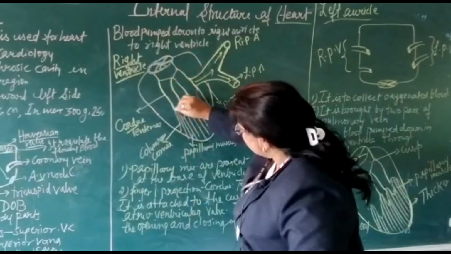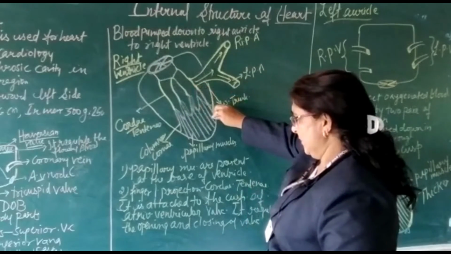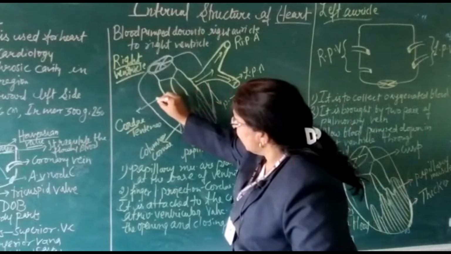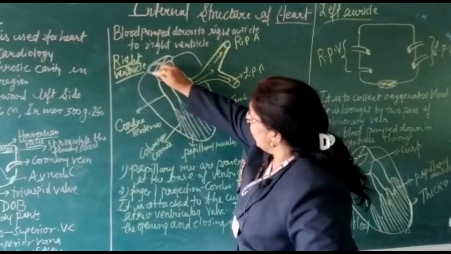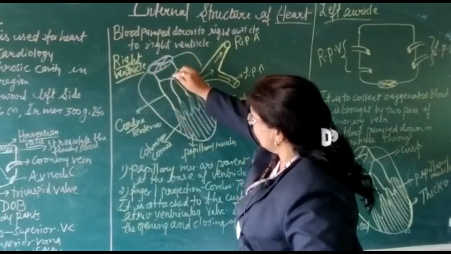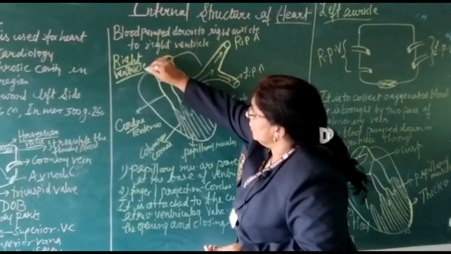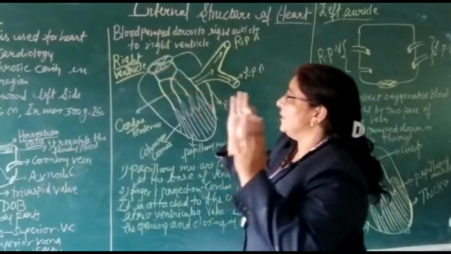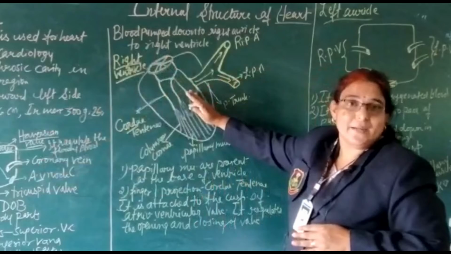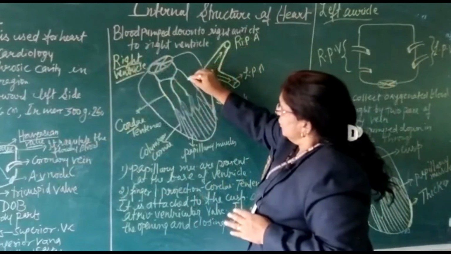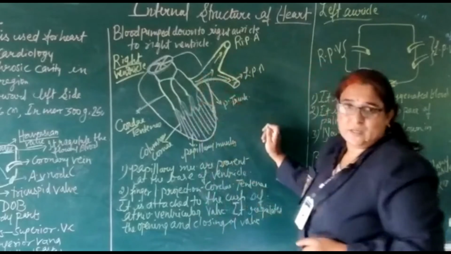Papillary muscles are present at the base of the right ventricle. And the finger-like projections are chordae tendineae. These chordae tendineae are attached to the cusps of the valve, means the tricuspid valve. Automatically this valve opens and the blood flows down from the right auricle to the right ventricle. Then this blood goes into the pulmonary trunk.